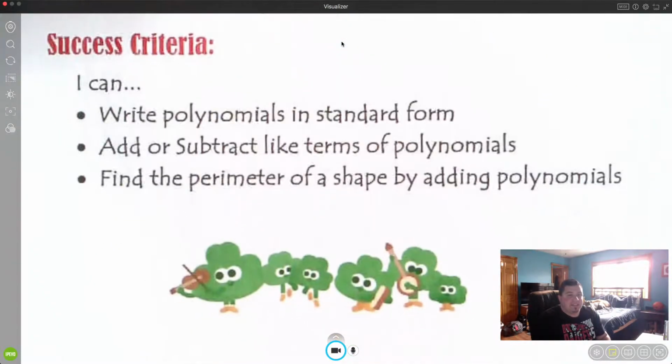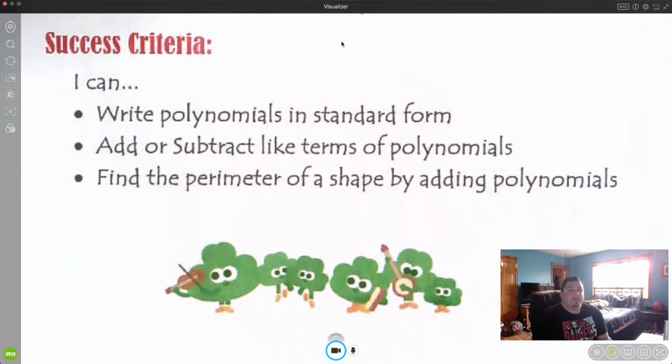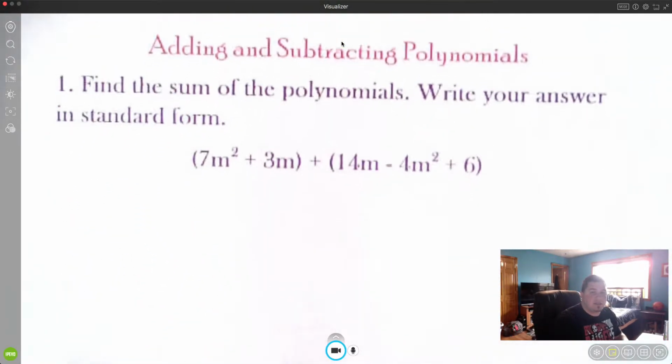We are going to be successful, and what it's going to look like for you is that we're going to be able to write polynomials in standard form. So our exponents go from greatest to least, with a constant at the end. Then we are going to be able to add or subtract like terms of polynomials, and we're also going to be able to find the perimeter of a shape, which we know perimeter just means adding all of the sides around an object. So with a quadrilateral, we're going to add all four sides. With a triangle, we're going to add all three sides. All right, so let's take a little jump into this and start taking a look at some examples.